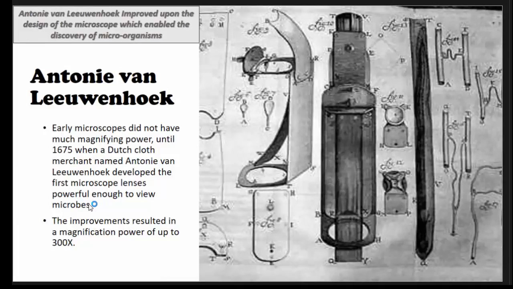Antony van Leeuwenhoek. Early microscopes did not have much magnifying power until 1675, when a Dutch cloth merchant named Antony van Leeuwenhoek developed the first microscopic lenses that were powerful enough to view microorganisms. This improvement resulted in a magnification power of up to 300x.